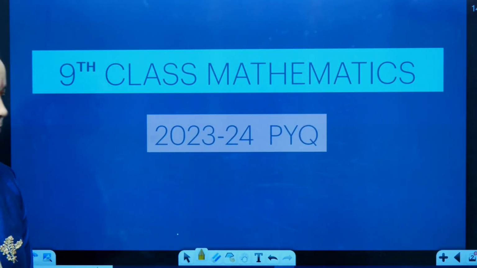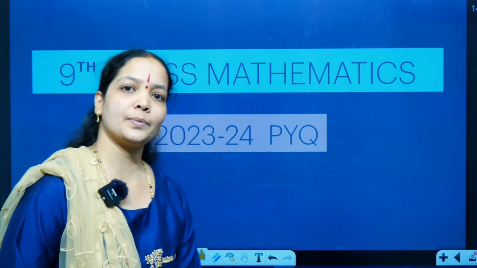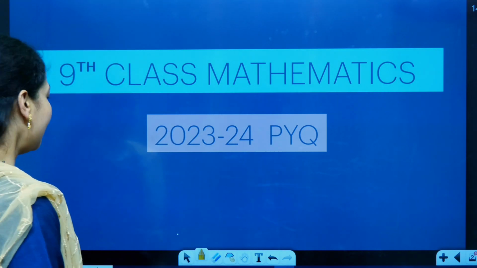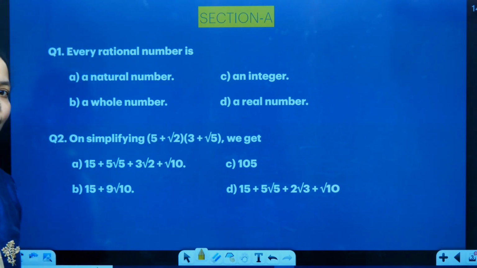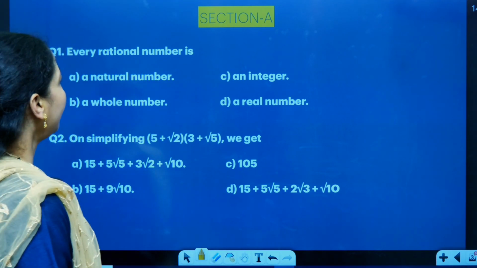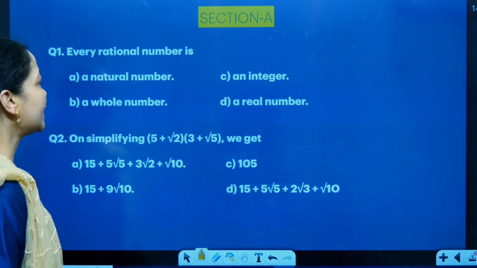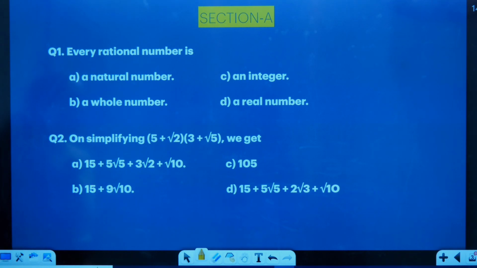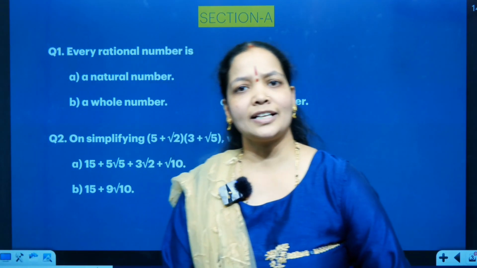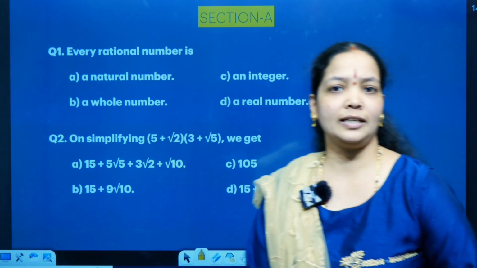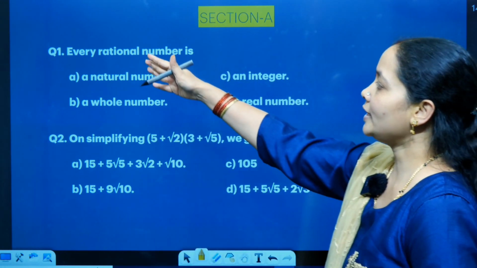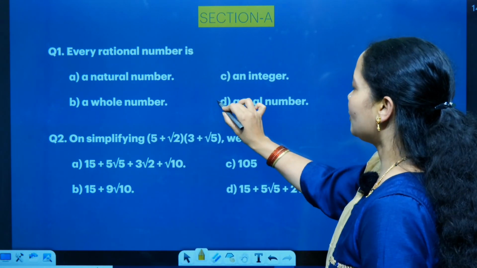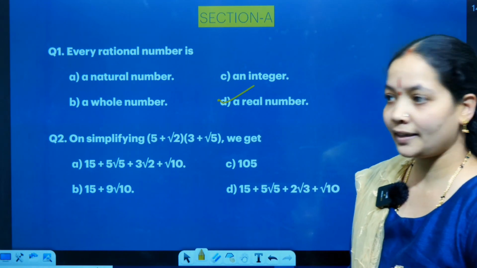So maths MCQs, we are focusing on half yearly question papers as well as many important things related to the chapters involved in the half yearly. First question is, every rational number is, 4 options are given: a natural number, an integer, a whole number and a real number. We know that rational number is from the family of real numbers because real number is a combination of rational and irrational. So every rational number can be called a real number. So option D is my right answer.